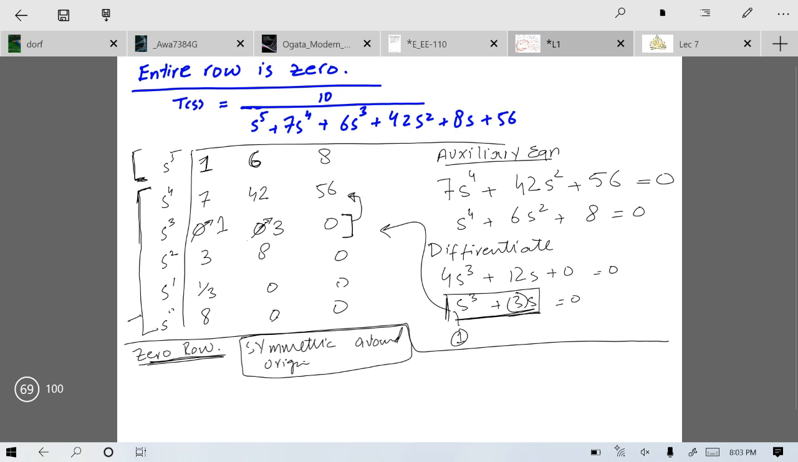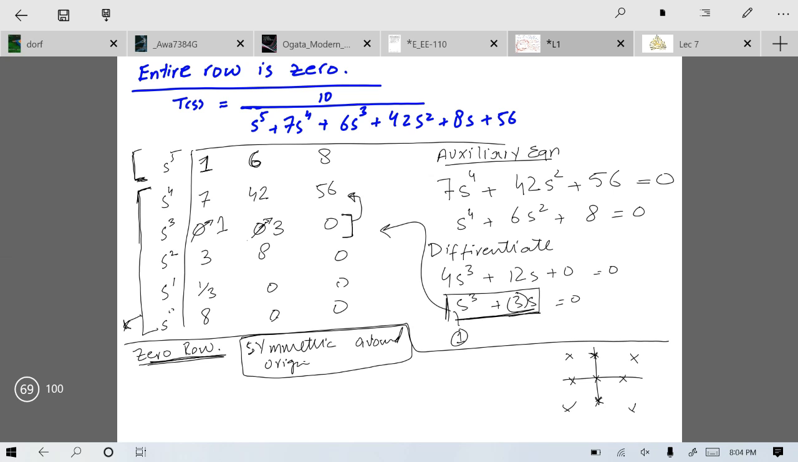The roots of this portion, which I am marking with a star, are symmetric around origin. Now, what do I mean by symmetric around origin? For example, if I have one pole, then this is the symmetry around the origin. If I have two poles, then I can say this and this are symmetric around origin. If I have four poles, I can say these four are symmetric around origin, or these are symmetric around origin.